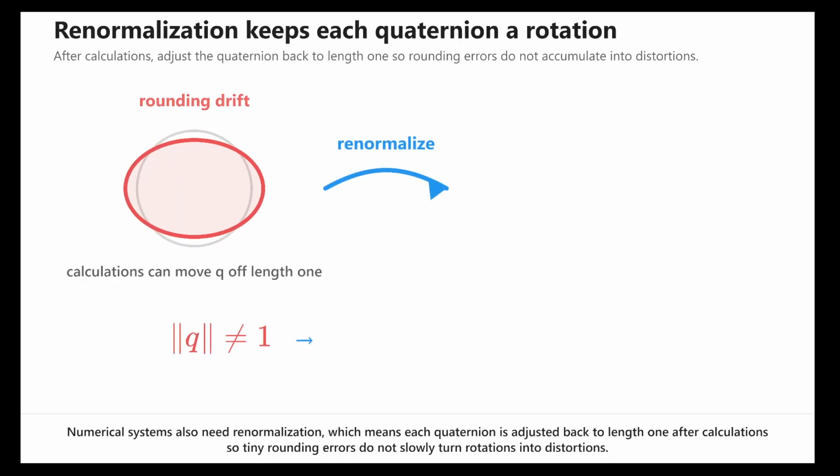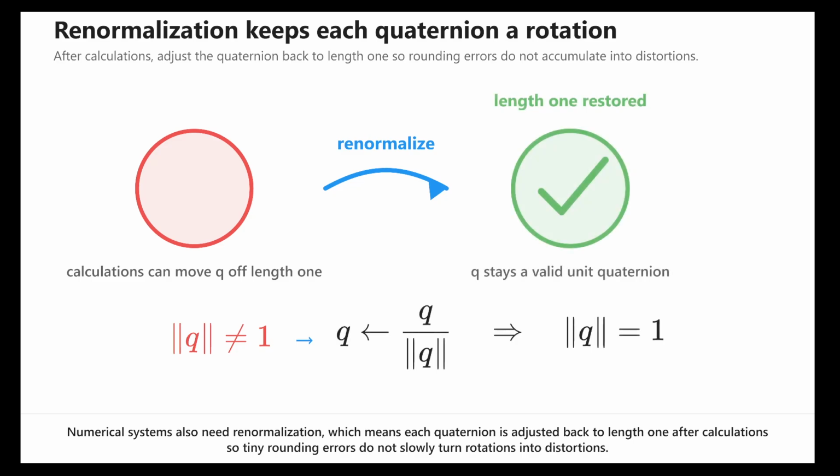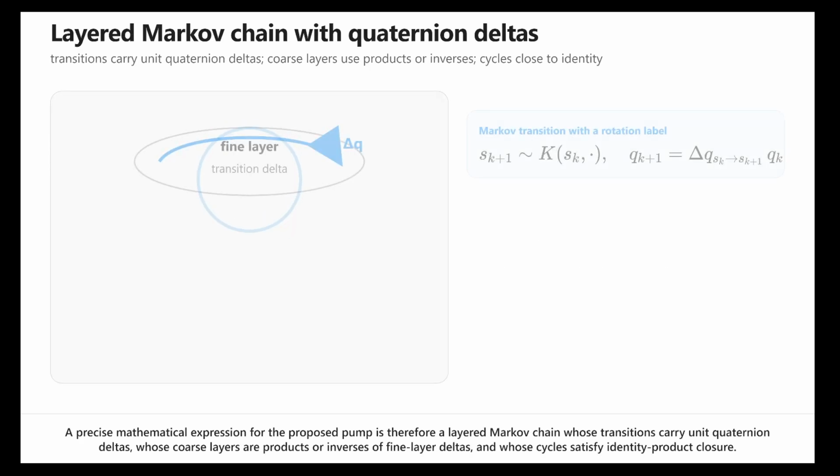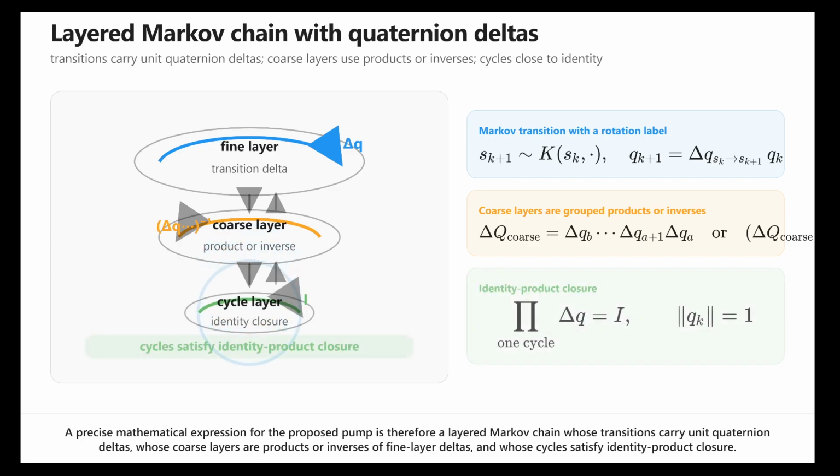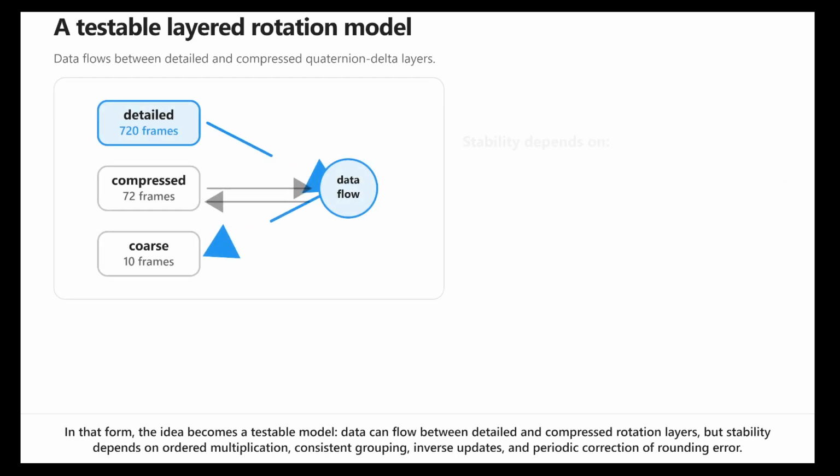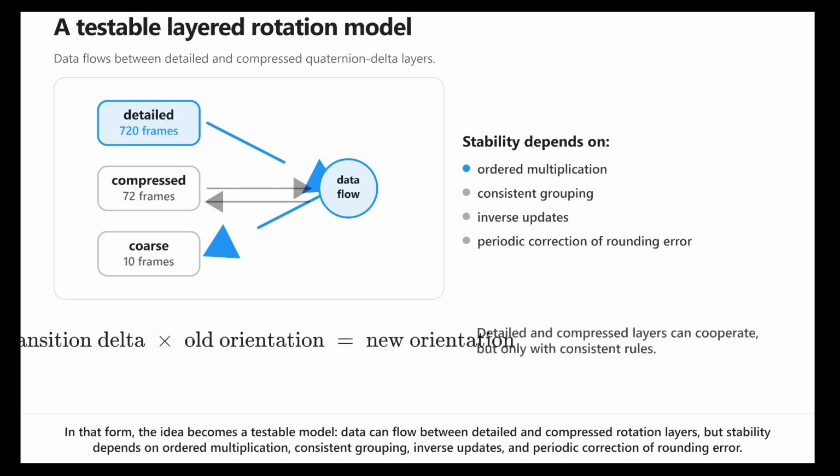Numerical systems also need renormalization, which means each quaternion is adjusted back to length 1 after calculations, so tiny rounding errors do not slowly turn rotations into distortions. A precise mathematical expression for the proposed pump is therefore a layered Markov chain, whose transitions carry unit quaternion deltas, whose coarse layers are products or inverses of fine layer deltas, and whose cycles satisfy identity product closure. In that form, the idea becomes a testable model. Data can flow between detailed and compressed rotation layers, but stability depends on ordered multiplication, consistent grouping, inverse updates, and periodic correction of rounding error.